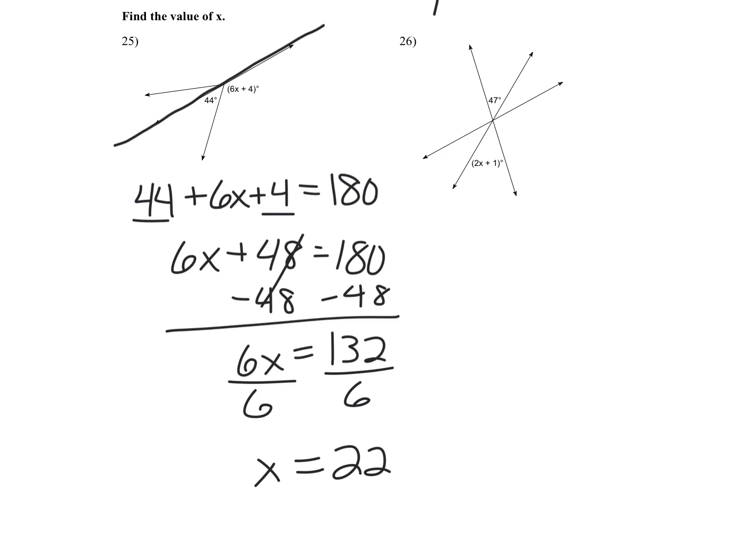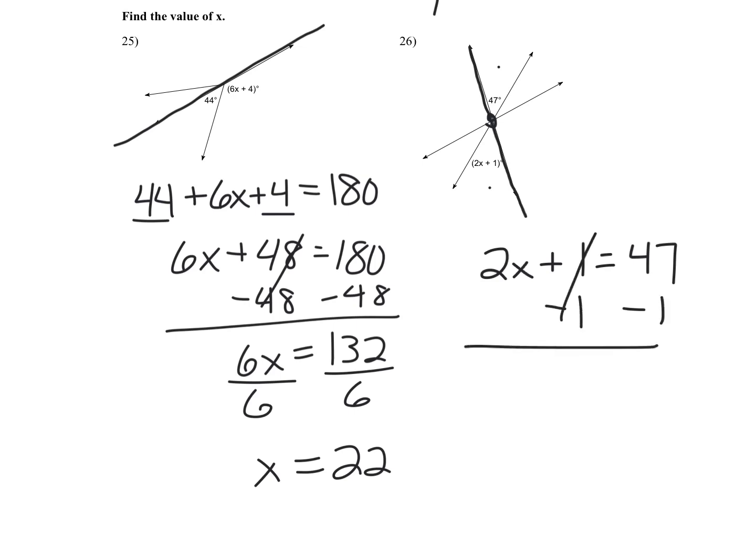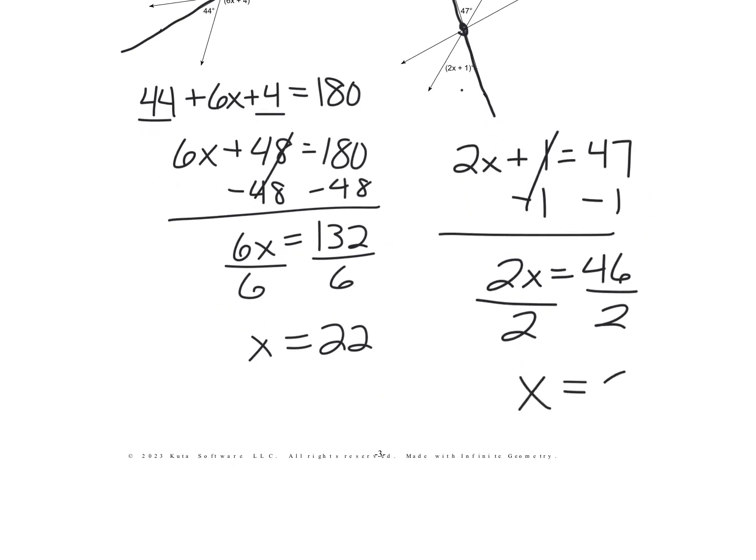Angle relationship here. Here's my straight line. They're vertical. Why are they vertical? They're right across from each other, and you know they're not on the same side, so they are vertical. What do we know about vertical angles? They're the same. So how do we set this up to solve for x? 2x plus 1 equals 47. Does everyone understand that? Yes. So they are the same, so we set them equal to each other. Now we just solve for x. What's my first step? Subtract 1 on both sides. So 2x equals 46, and my last step would be to divide by 2. So x equals 23.